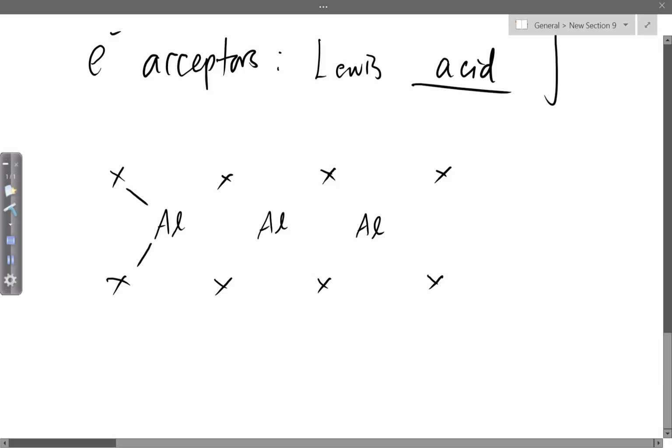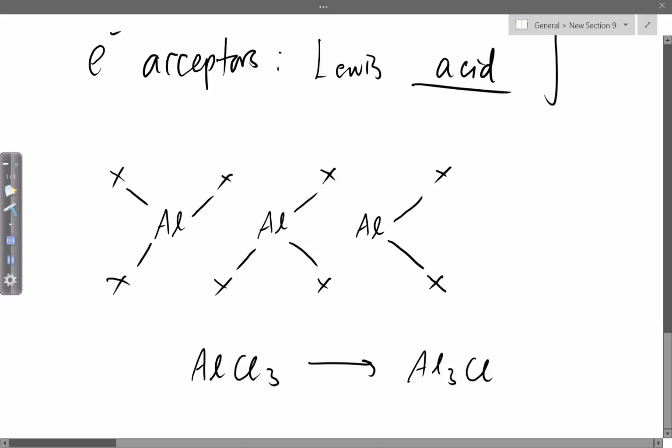So originally, each aluminium should be joined to 3. So 1, 2, 3, 4, 5, 6, 7, 8. Right? But if let's say this is really a trimerized product, AlCl3 will give me Al3Cl9. Correct? But this is Al3Cl8. So 1, 2, 3, 4, 5, 6, 7, 8. This is the only possibility.